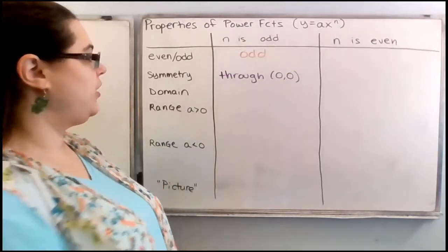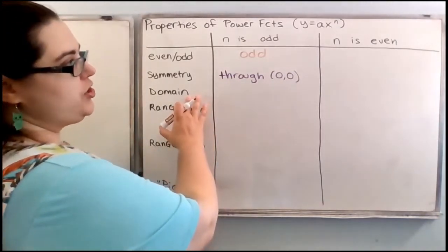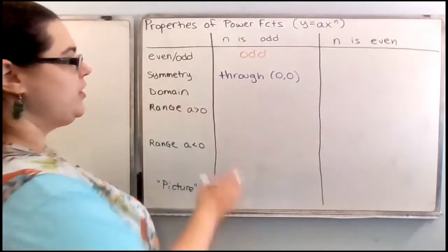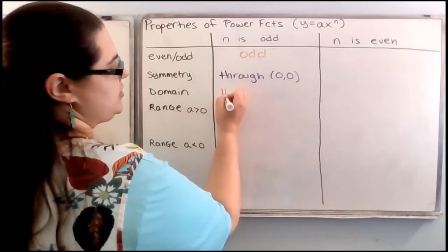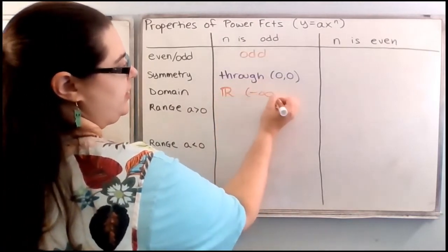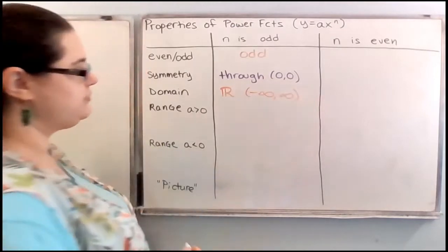So then, our domain of our power function, you can raise any number to an odd exponent. So our domain is all reals. Or if you prefer your interval, negative infinity to positive infinity.